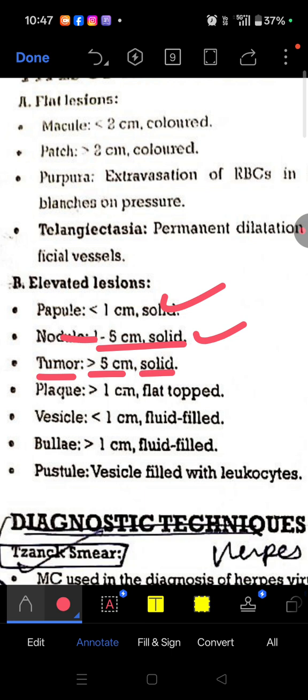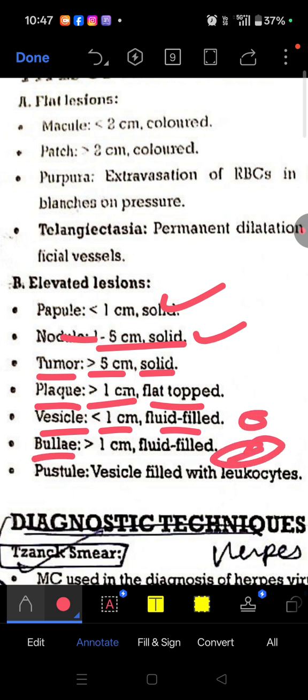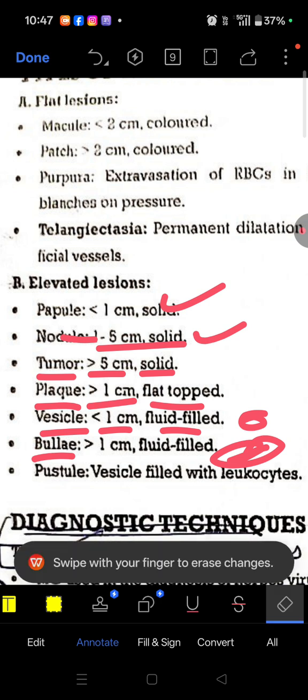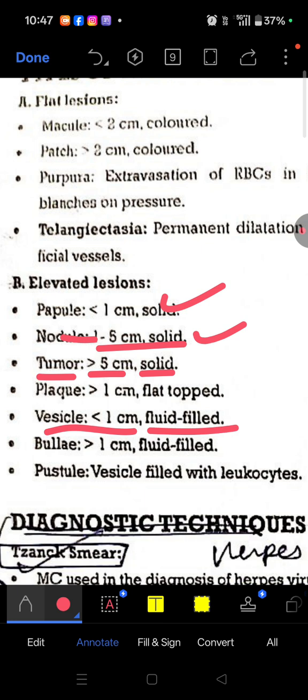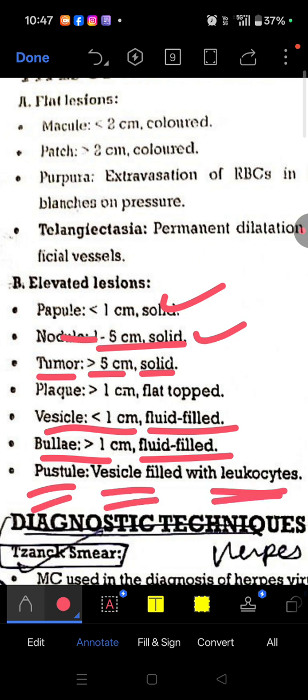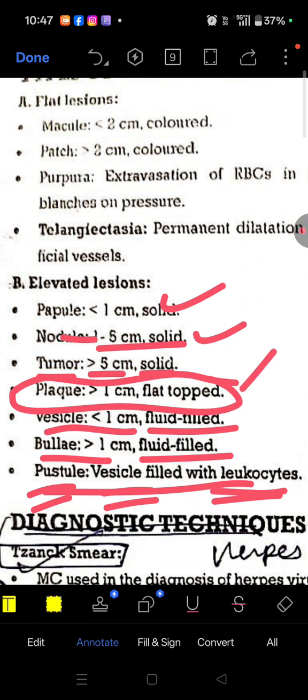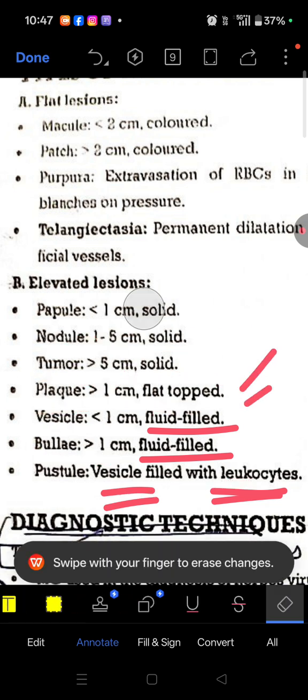Next, plaque. Plaque is more than 1 centimeter and flat topped. Vesicle is less than 1 centimeter and fluid filled, and bulla is more than 1 centimeter and fluid filled. Pustule is a vesicle filled with leukocytes, WBC. And plaque is more than 1 centimeter flat top. This is an important question. Remember, plaque is more than 1 centimeter flat top.